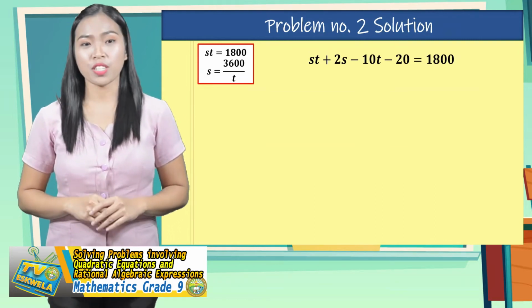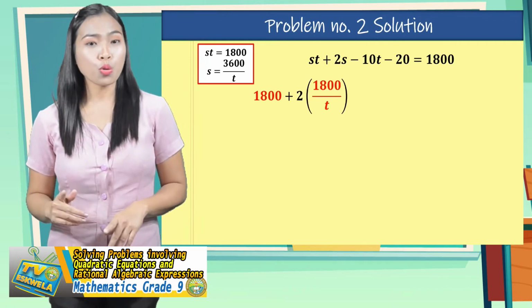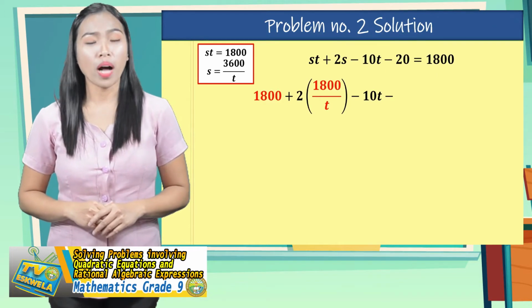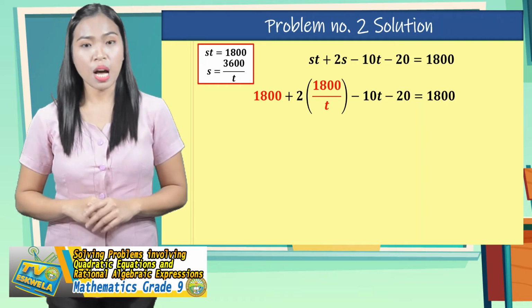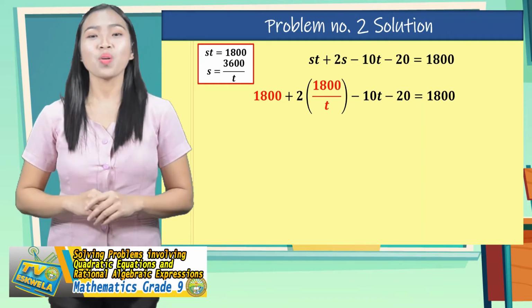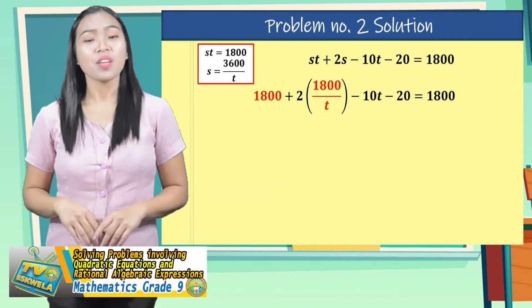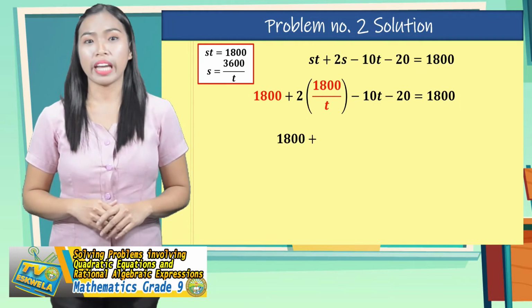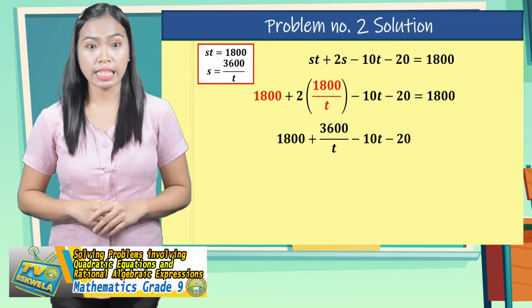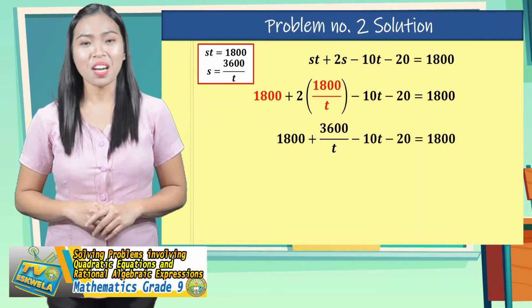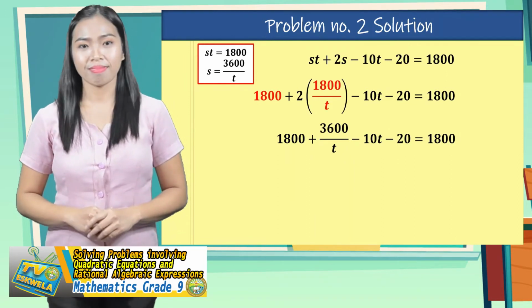The resulting equation will be 1,800 plus 2 times the quantity 1,800 over t minus 10t minus 20 equals 1,800. By simplifying, this becomes 1,800 plus 3,600 over t minus 10t minus 20 equals 1,800.